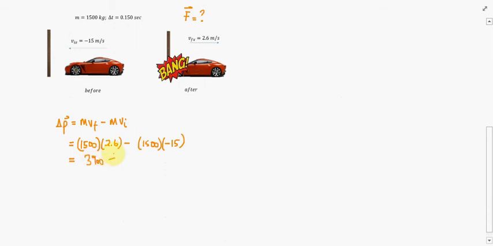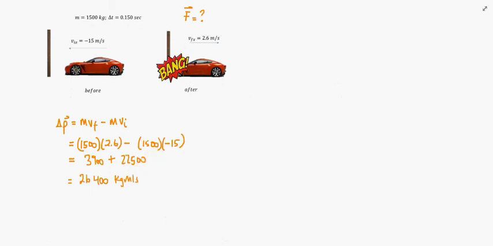3,900 minus, or in this case it will actually become plus, because a minus times a minus is a plus. 1,500 times this 15, 22,500. So that should give me a total of 22,500 plus 3,900, 26,400, 26,400 kilogram meters per second.